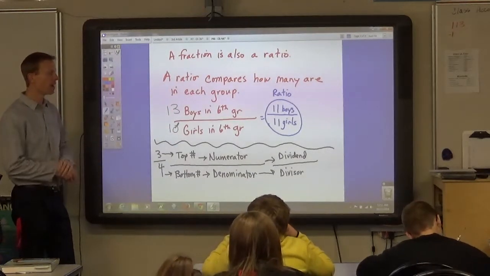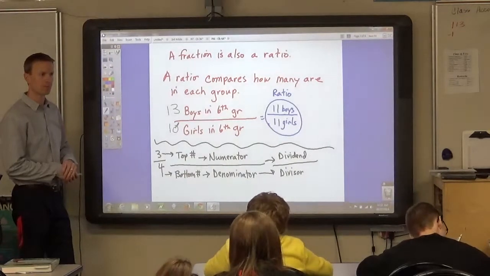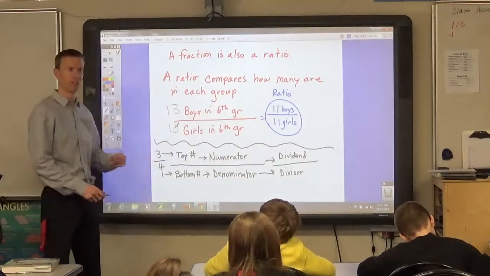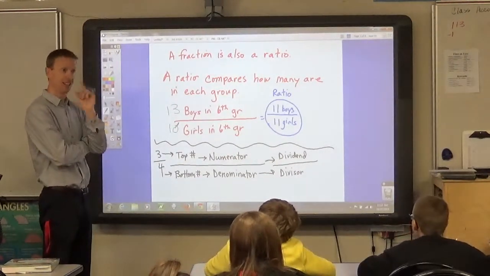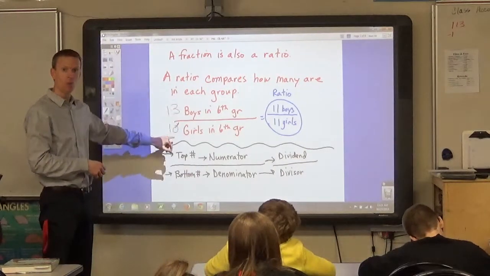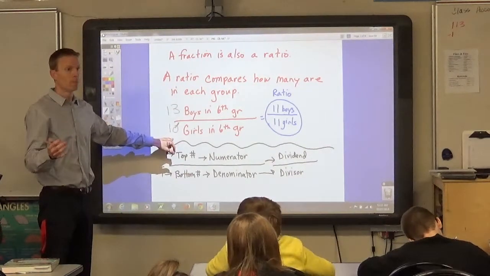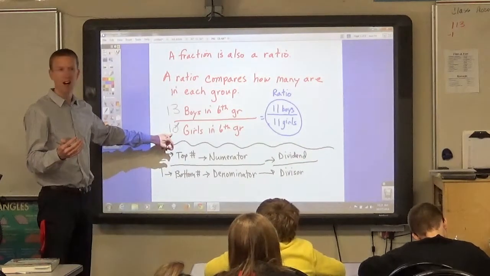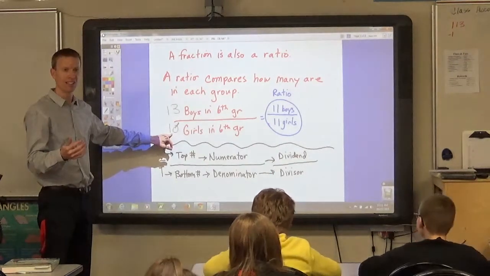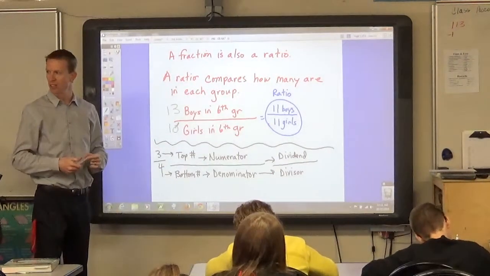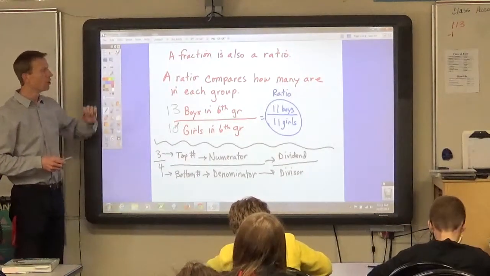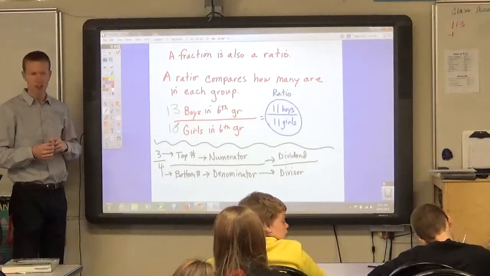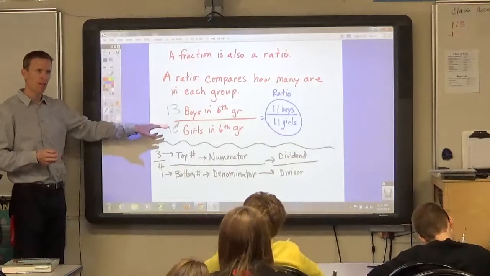Now, how is that different than a fraction? How could you write a fraction based on these ratios? Noah. 13 out of 23. Right. 13 out of 23 are boys. Right? 10 out of 23 are girls. Do you see the difference between a ratio and a fraction? Yeah. Ratios compare amounts of two different things. Fractions compare an amount out of the total.